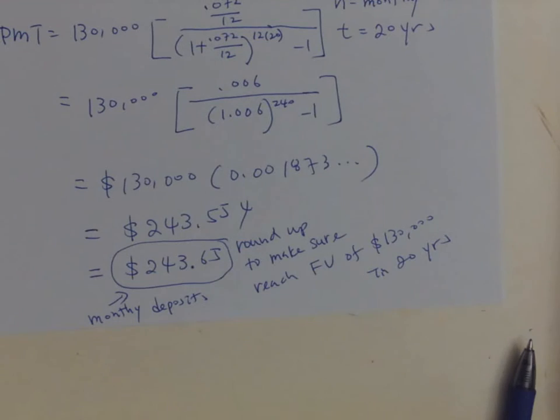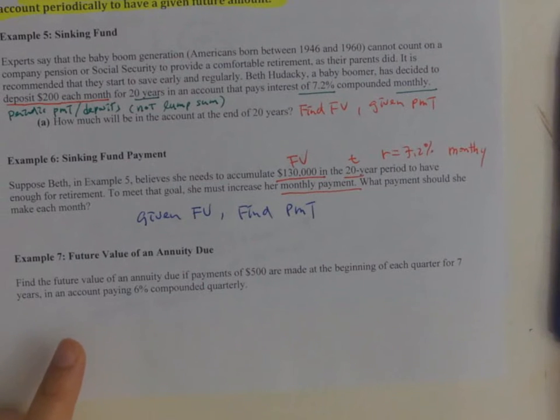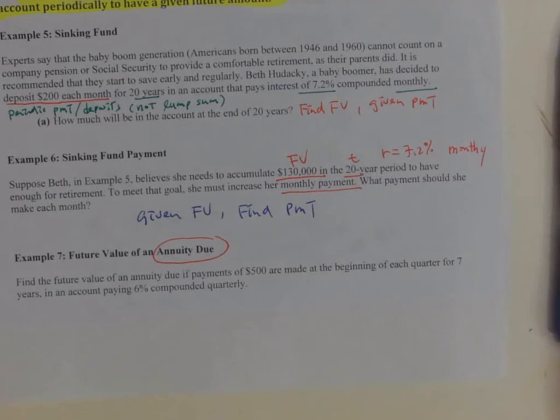So remember the ordinary annuity, you make those payments or deposits at the end of the period, right? So if it's monthly, you make it at the end of the month. If it's yearly, you make it at the end of the year. So this one is the annuity due, which is slightly different. Instead of making those payments at the end of the period, you're going to make the payments at the beginning of the period. So that makes things a little bit different.